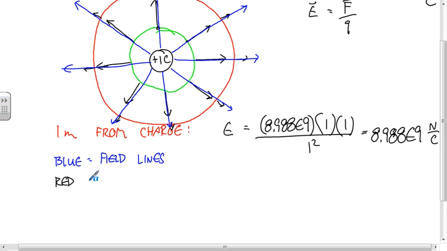So the red and green are equipotential lines. And now we have to figure out which one is a higher electric potential and which one's a lower one.